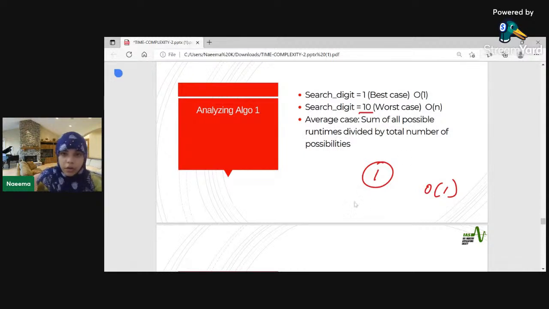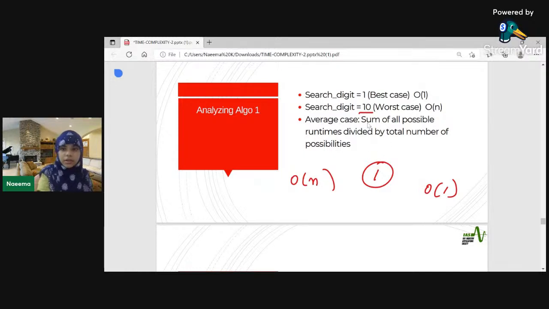If it's an array of length 10, where 10 is the last element, so that's 10 being the search digit would be the worst case. And if it's an array of size n, then n being the last element, then n being the search digit would be the worst case. Because in that case, the search digit is going to be compared to each and every element. So there's going to be n number of comparisons. So the time complexity would be linear time, big O of n.